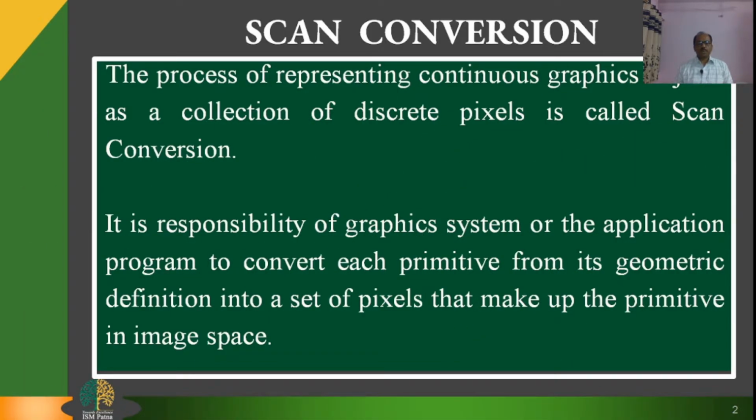Now, the process of representing continuous graphics objects as a collection of discrete pixels is called scan conversion. It is the responsibility of the graphics system or the application program to convert each primitive from its geometric definition into a set of pixels that make up the primitive in image space.